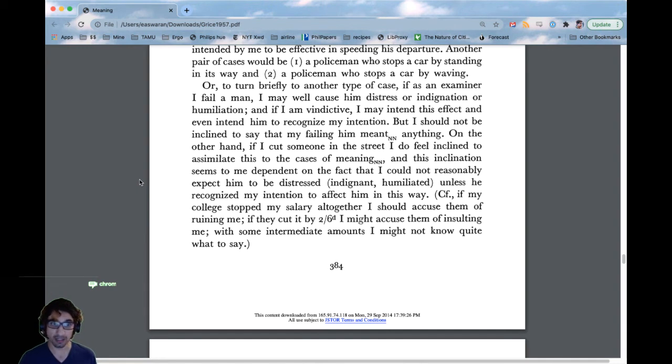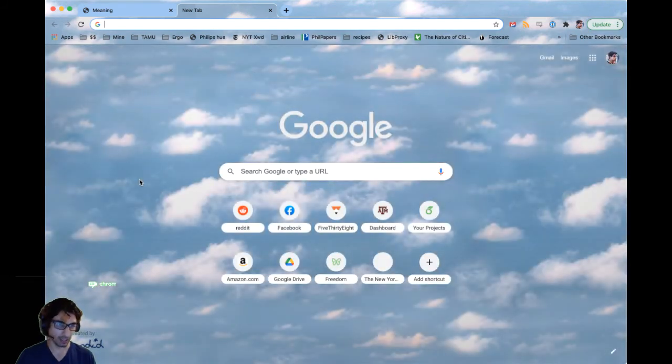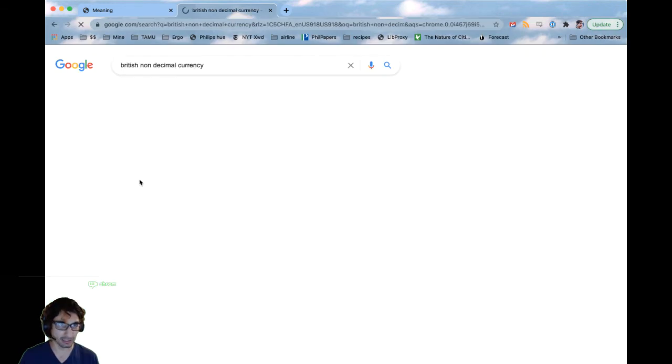Cf., if my college stopped my salary altogether, I should accuse them of ruining me. If they cut it by 2/6d, I might accuse them of insulting me. If you want to know what 2/6d is, let's look up British non-decimal currency.